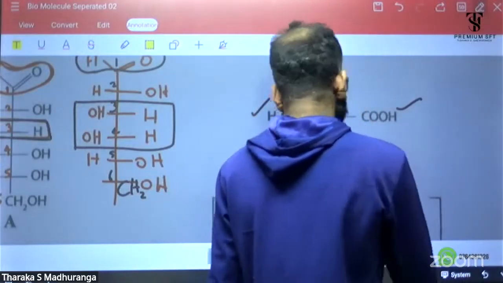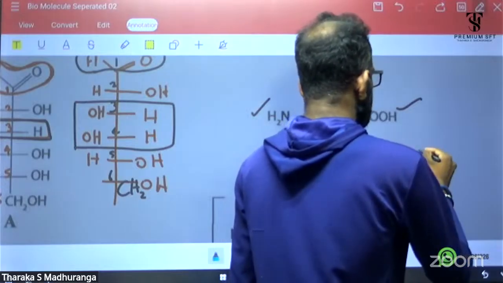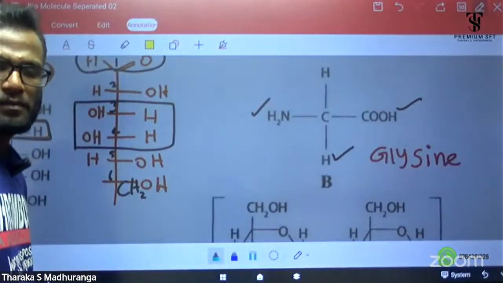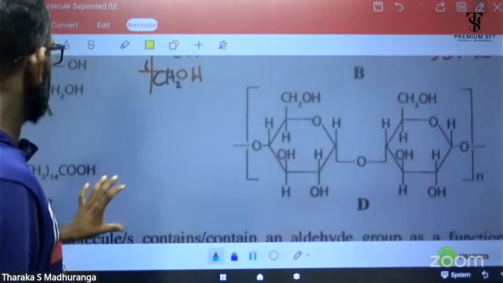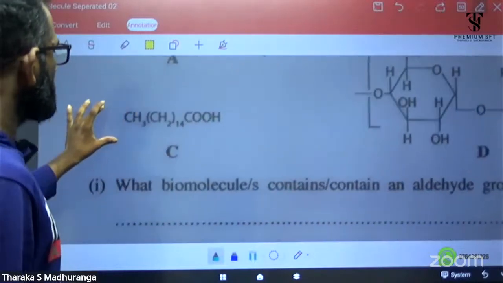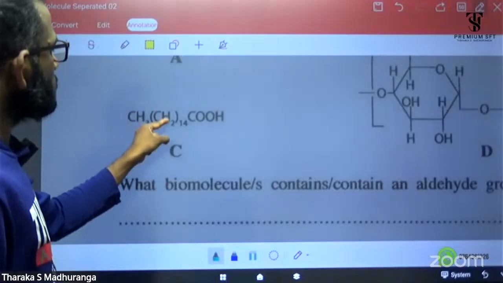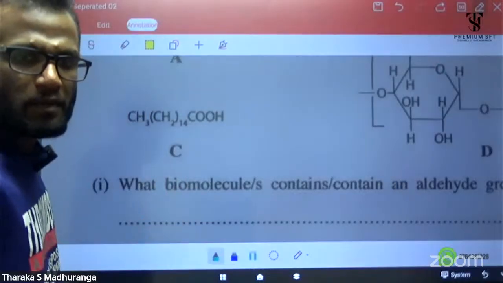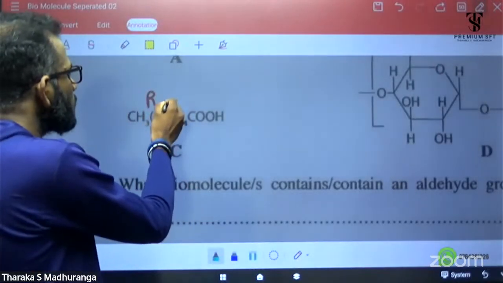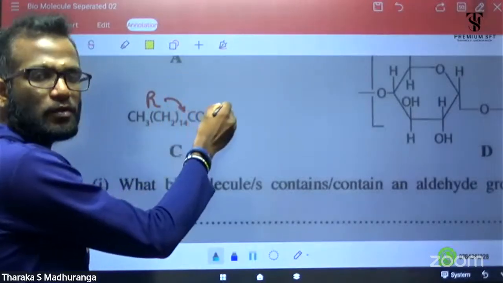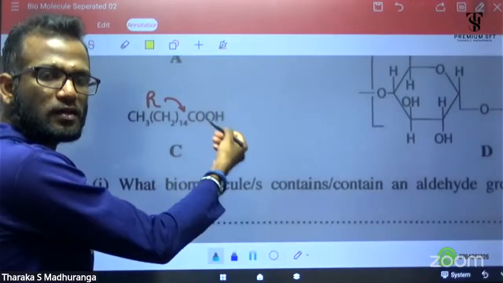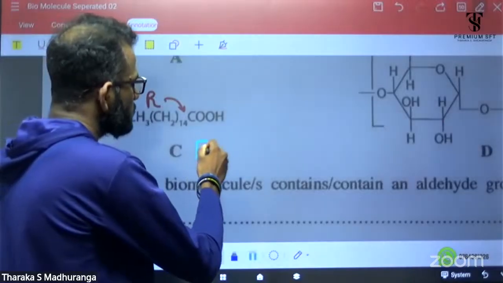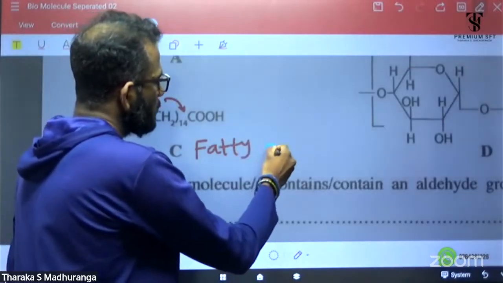Glycine. What is this? CH3, CH2 into 14, COOH. This is the R carbon group, combined with the COOH group. It is a fatty acid.